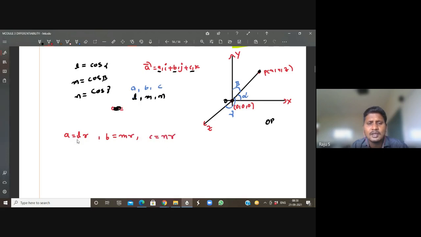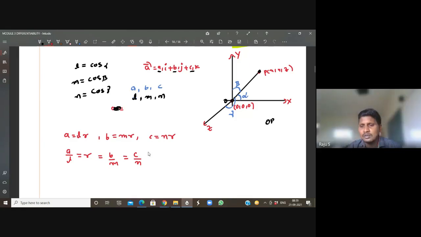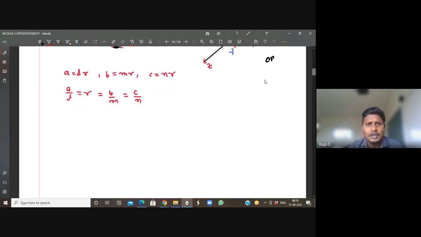See here, a by L is equal to r, b by M is equal to r, and c by N is equal to r. So I am equating: a and L are proportional, b and M are proportional, c and N are proportional to each other. Remember, the direction ratios and direction cosines are always proportional to each other.